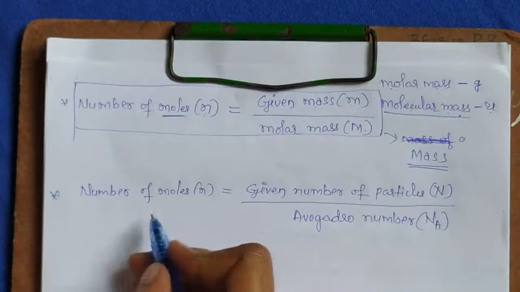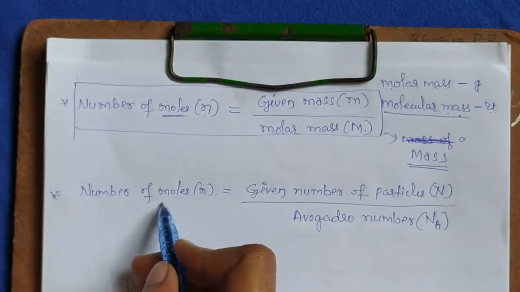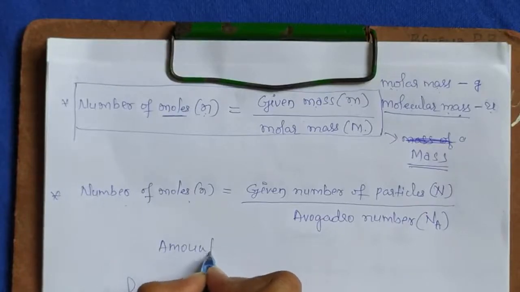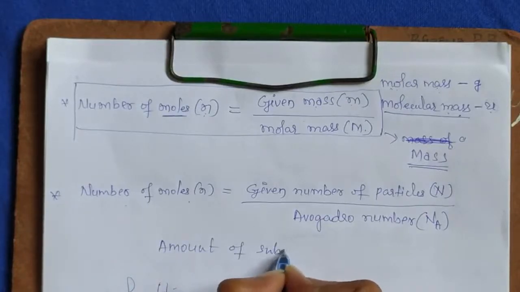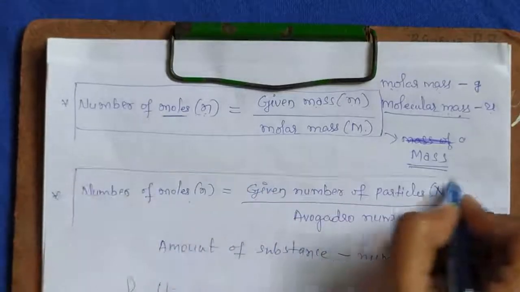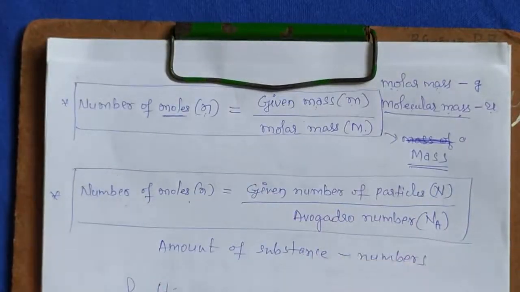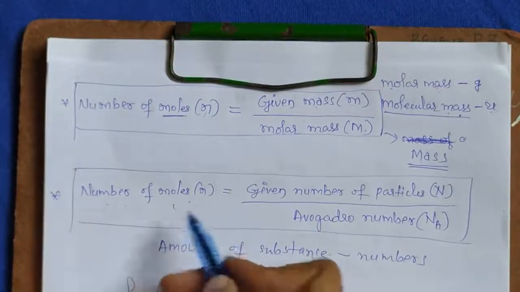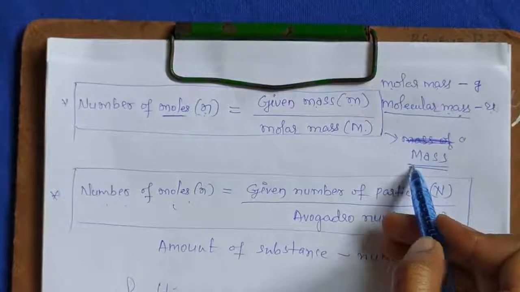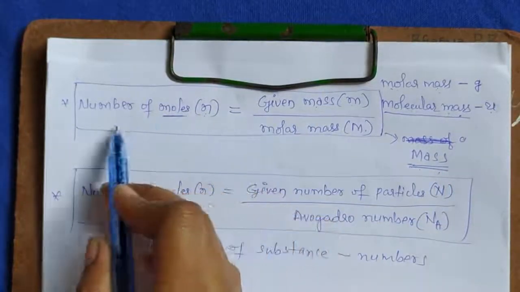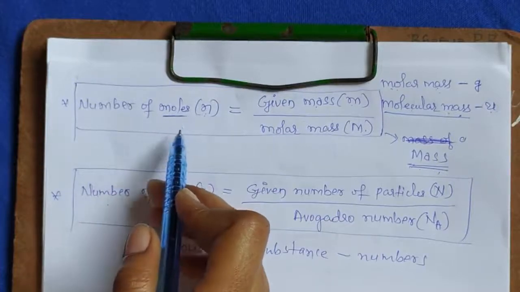This is the formula used to calculate the number of moles when the amount of substance is expressed in numbers. But when the amount of substance is expressed in terms of mass, we have to use the other formula to calculate the number of moles of a particular substance.